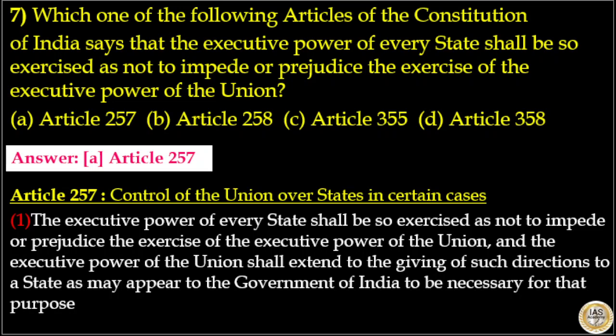That is, control of the Union over states in certain cases is regarded as Article 257. It says that the executive power of every state shall be so exercised as not to impede or prejudice the exercise of executive power of the Union. And the executive power of the Union shall extend to the giving of such directions to a state as may appear to the Government of India to be necessary for that purpose. So here the answer to this question is option A, Article 257.